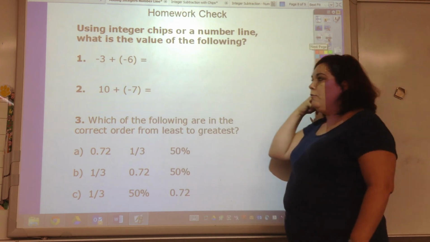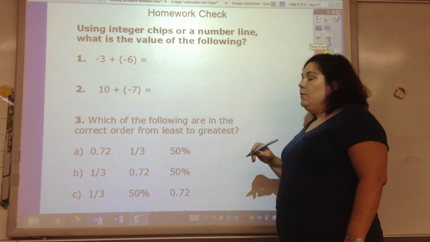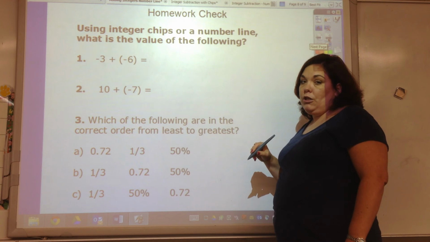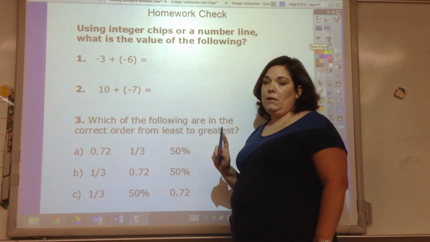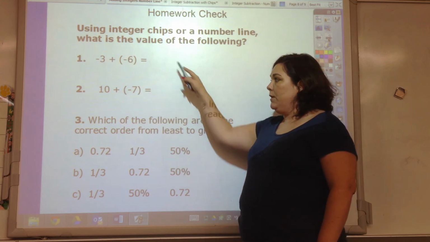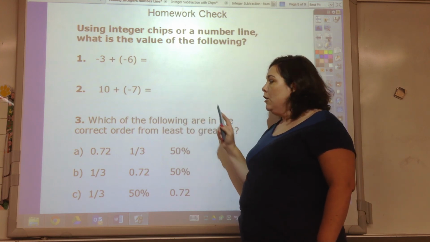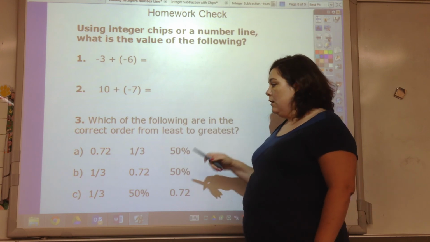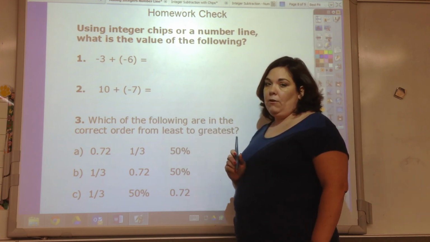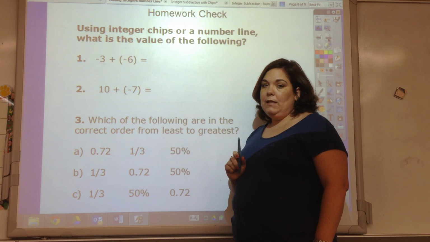So here's your homework check. You can choose to use integer chips or a number line to model these. Of course, in your Google form, you're just going to put your number answer, but you need to have your models to show how you did it. And then number 3 is a review question. So this will be the end of adding integers on a number line.